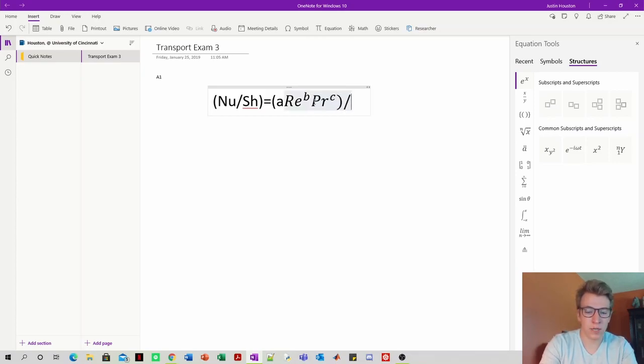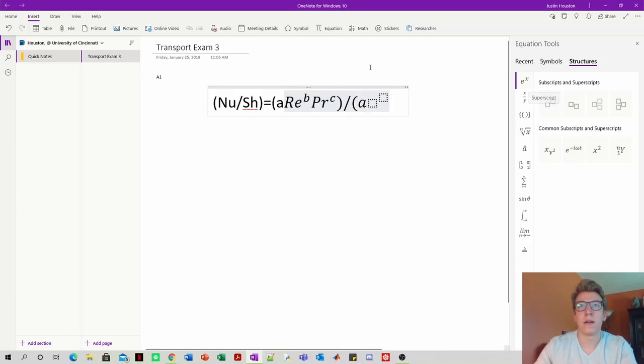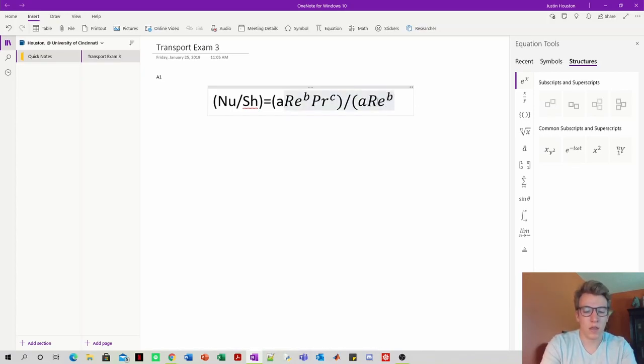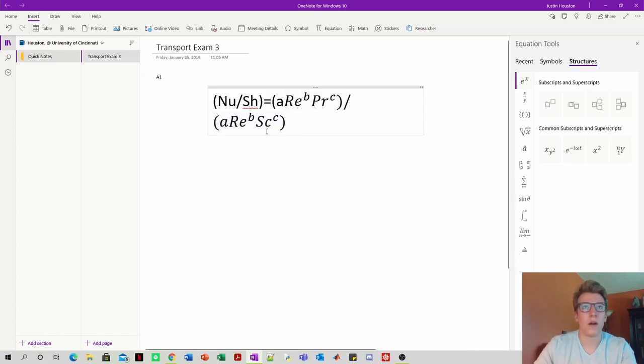and then that is also going to be over pretty much the same thing, A times the Reynolds number to some power B, but the only thing different here is that it's going to be times the Schmidt number to some power C. Alrighty, let me elongate this so you can get that on one row.